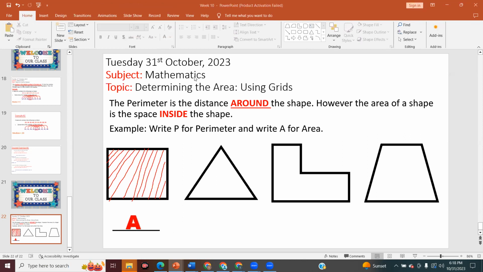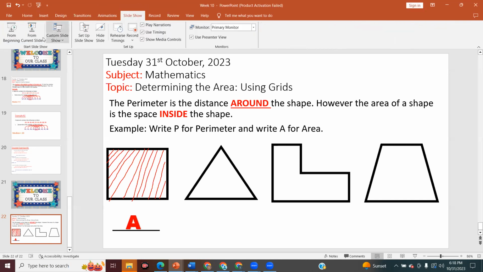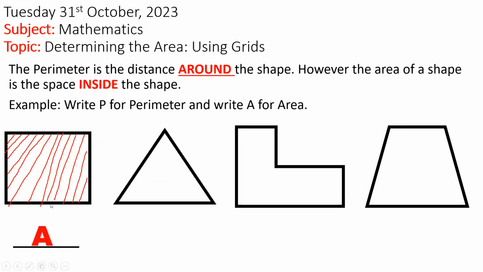Okay, so let's do another one. Let's do number 2, this triangle. I'm going to draw the red part, and you tell me if that's referring to the area or the perimeter of the shape. So again, I'm drawing the red part.